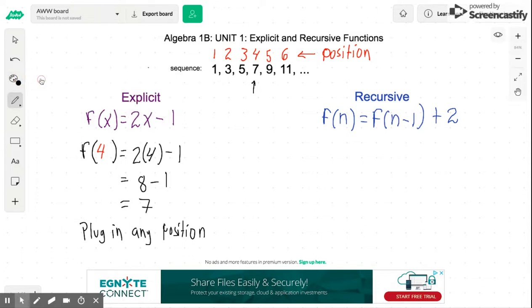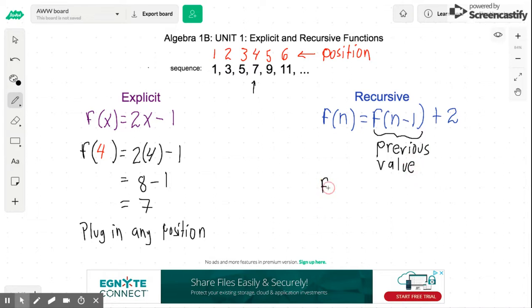Now the thing that's a little bit different is this thing right here, this value. You got f of n, which is also a position, and then f of n minus 1. F of n minus 1 just means that you need the previous value. What do I mean by that?